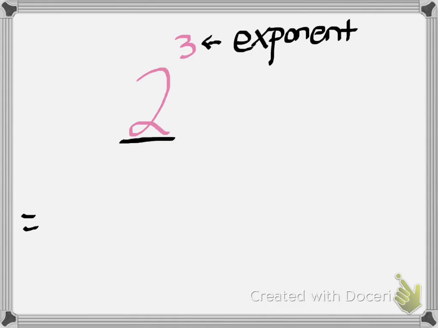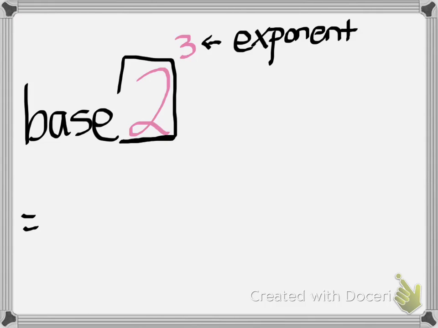This big number 2 is the base. We call that the base. It's the big number. That is the base. And then the small number up in the top is the exponent. We've seen exponents before when we were doing order of operations for PEMDAS. But now we're going to isolate those exponents and work with them a little bit more.